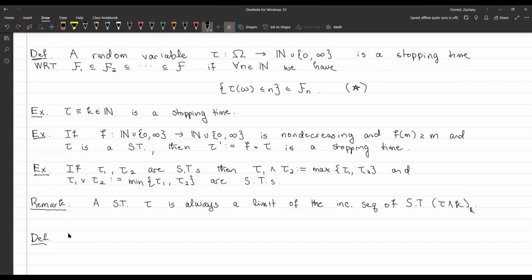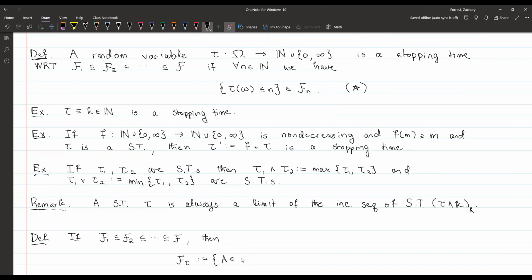If F1 is a subset of F2, a subset of, etc., through some common sigma algebra F, that is a filtration. Then, when I talk about F tau, the stopped sigma algebra, and I do claim this is a sigma algebra, I'm talking about a collection of sets A.